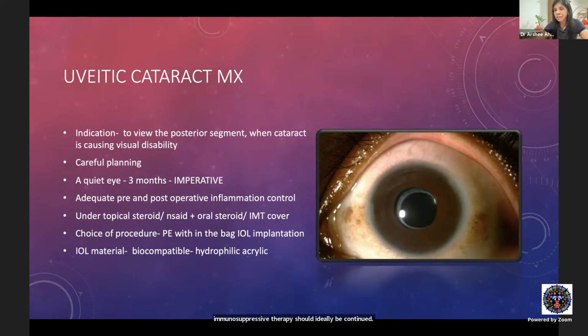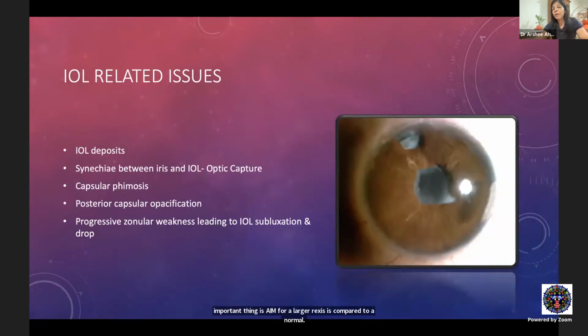What is the choice of procedure? Do a good phacoemulsification with in-the-bag IOL implantation. That is important because if you end up implanting the lens in the ciliary sulcus, it is going to just worsen the situation, because the constant rubbing of the haptic and the ciliary body will give rise to a chronically inflamed eye. So usually we prefer hydrophilic acrylic IOLs. Another important thing is to aim for a larger rhexis as compared to a normal eye, because these eyes are at high risk of developing capsular phimosis.